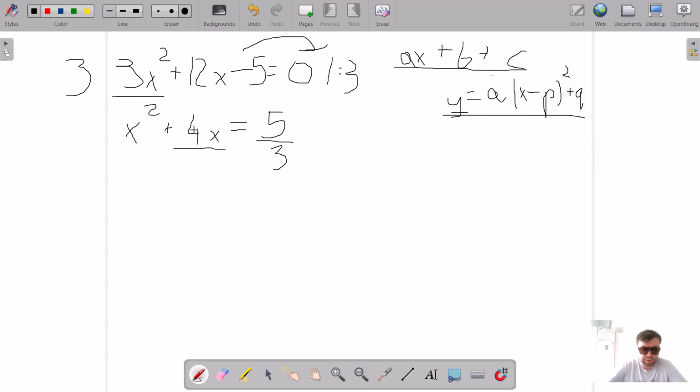We need to do just like we did before: b divided by 2, squared. We need to know what this is. So we have b equals 4. So 4 divided by 2 is 2, and squared is 4. So we need to add it to both sides. So we're going to have x squared plus 4x plus 4 equals 5/3 plus 4.